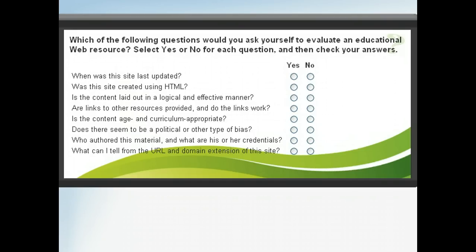Do you feel you have a better idea of how to determine whether an online resource is valuable or not? Show how much you've learned by completing this review exercise. Which questions are helpful in evaluating a web resource? Mark and check your answers, and then click Next to move on.